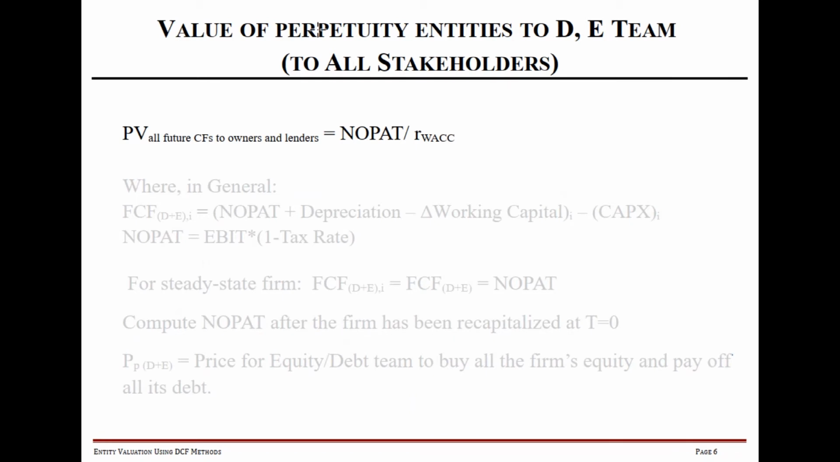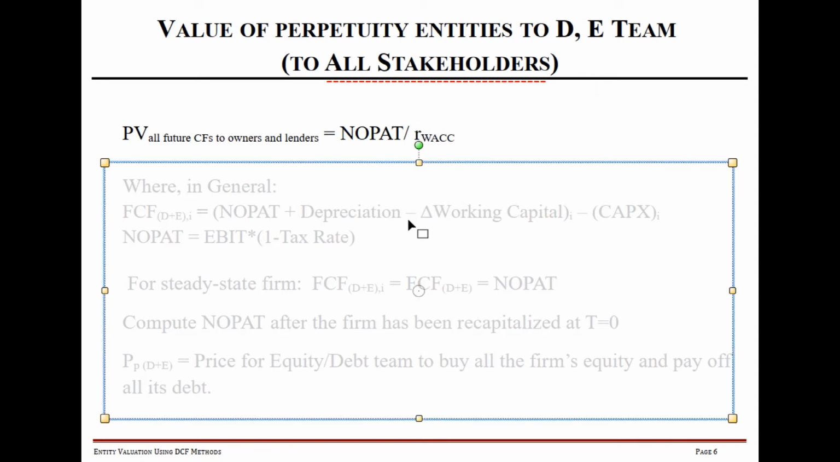Next up, let's look at valuing a perpetuity entity to our DE team. So our DE team, debt equity team, would be the same as all stakeholders. Remember, in finance, we consider our stakeholders as owners, stockholders, and lenders, which could be bank loans or could be bonds, either one. Okay, so in this case, the present value of all future cash flows to the team, the owner and lender team, is equal to our NOPAT divided by our weighted average cost of capital.